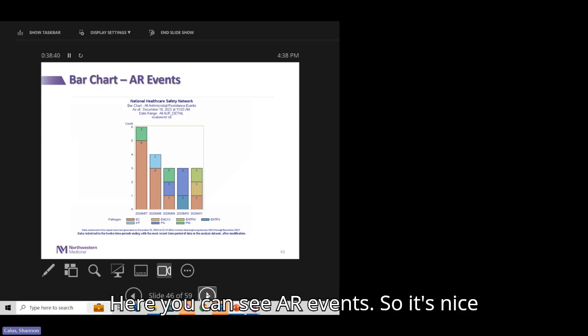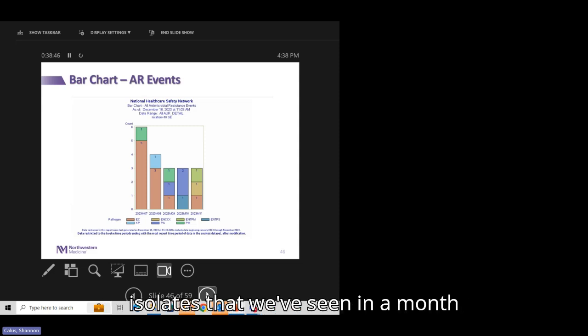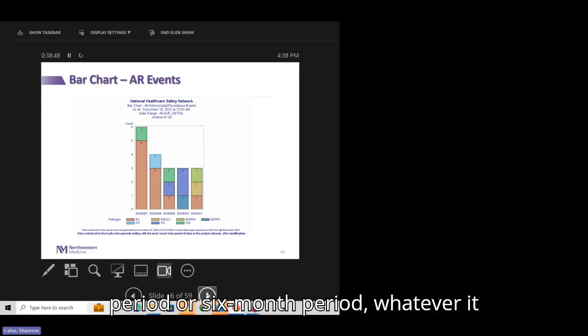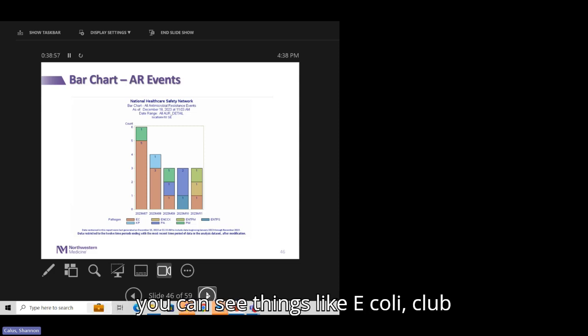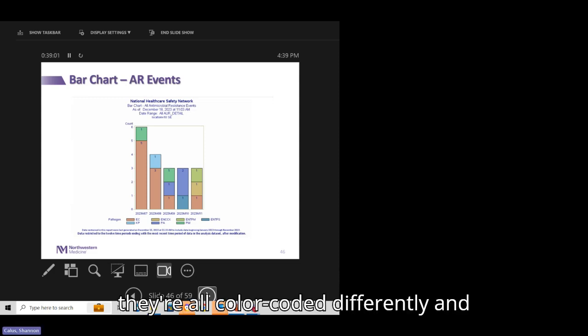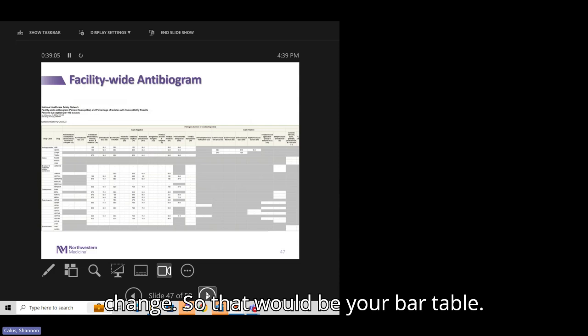Here you can see AR events, so it's nice because it's very user-friendly. If you were strapped for time and you just wanted to share, these are the isolates that we've seen in a month period or a 6-month period, whatever it may be, you can get this information really quickly and share it with others without much manipulation. So here you can see things like E. coli, Klebsiella pneumoniae, Enterobacter. They're all color-coded differently, and you can see over time as those rates change. So that would be your bar table.